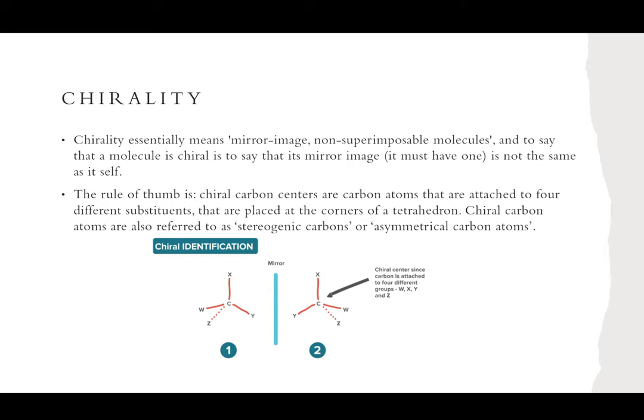And the rule of thumb is about a chiral carbon. The chiral carbon would be the carbon that is connected to different substituents, placed at the corners of its tetrahedron, that are all different. So a chiral carbon is a carbon that is attached to four different groups. It has to be four completely different groups. It can't work with anything else. Following so far?